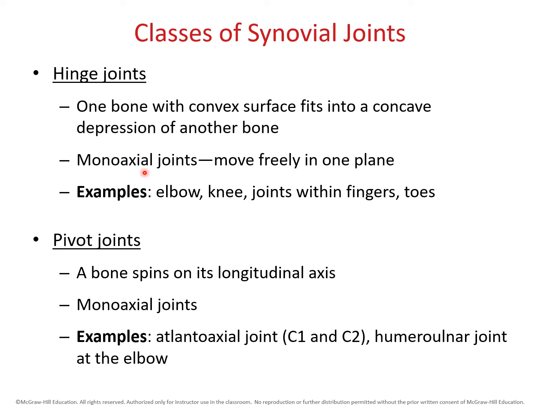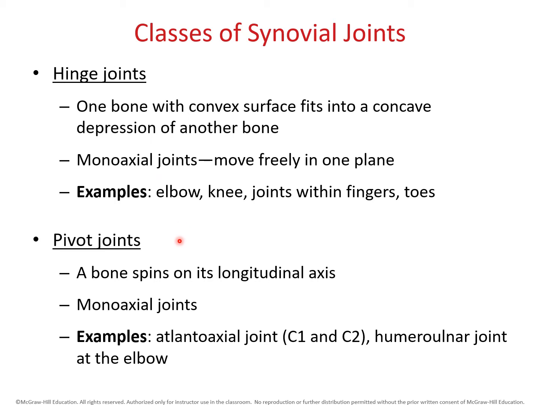Open or close, basically. Well, our examples of hinge joints are the elbow joint, the knee joint, joints in the fingers and joints in the toes, so your phalanges. All right, and so I think you can see how that is. If you flex at your elbow, or you flex at your knee, that's considered monoaxial. We can only move in one direction with that.